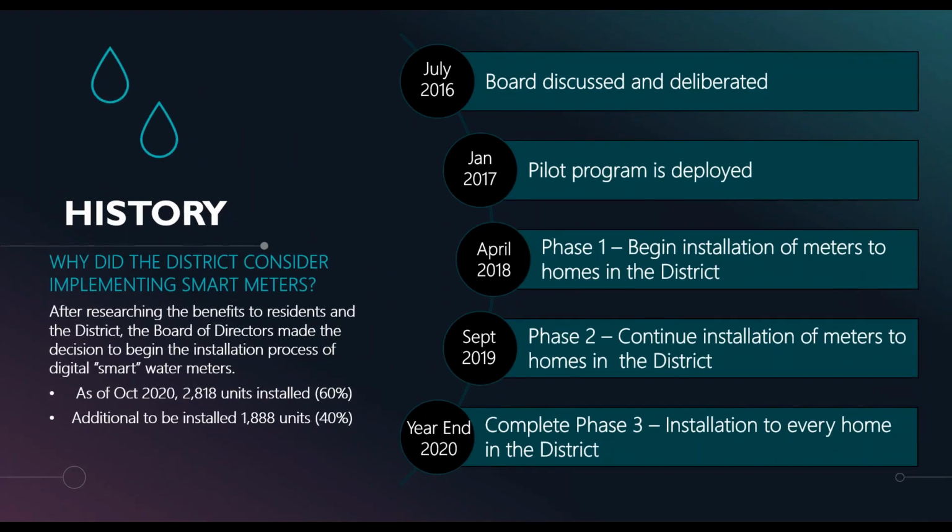A little brief history about smart meters. In July of 2016, the board deliberated and discussed the benefits smart meters would have on the residents in the district. In January 2017, after discussion and planning, we initiated a pilot program that included 5 board members and 5 random residents. In April of 2017, phase 1 and 2 of the smart meter program, we installed meters into homes of approximately 60% of the residents in the district. And this stands as of October 2020. Phase 3 of the program would install an additional 40% into the district by the end of 2020.